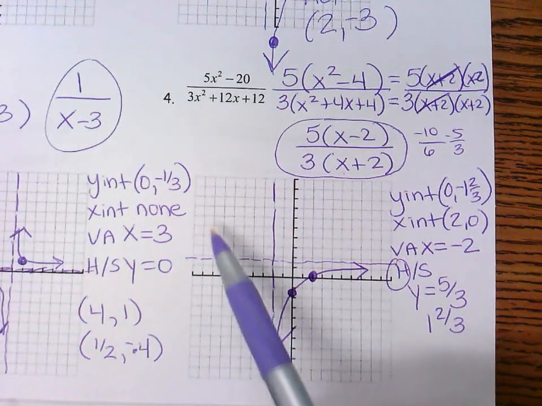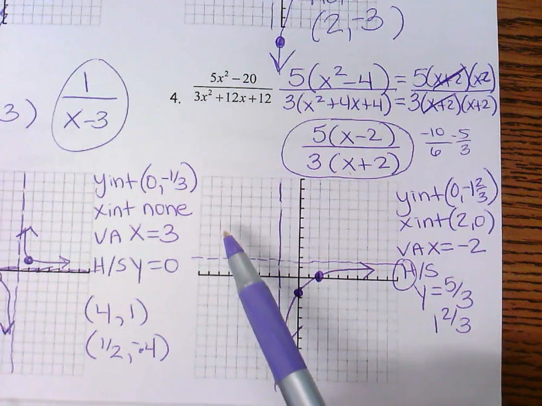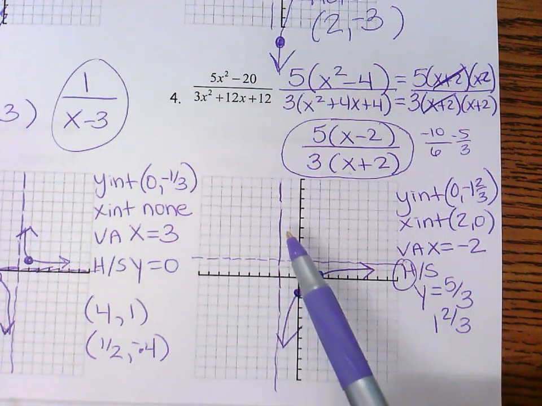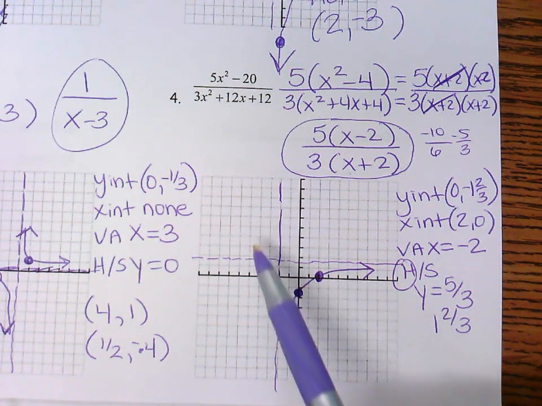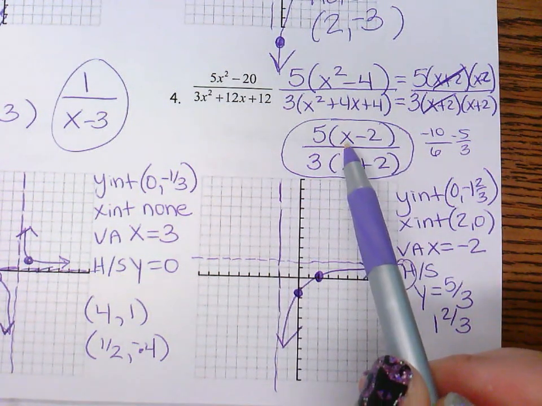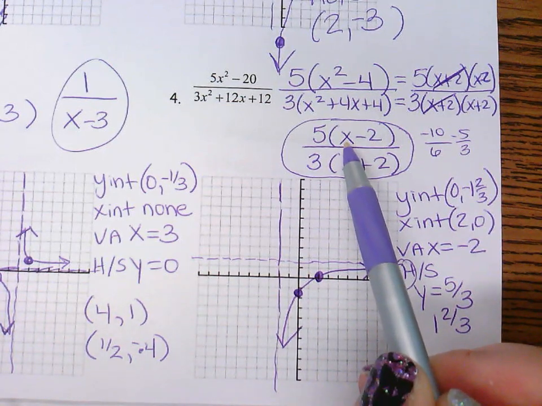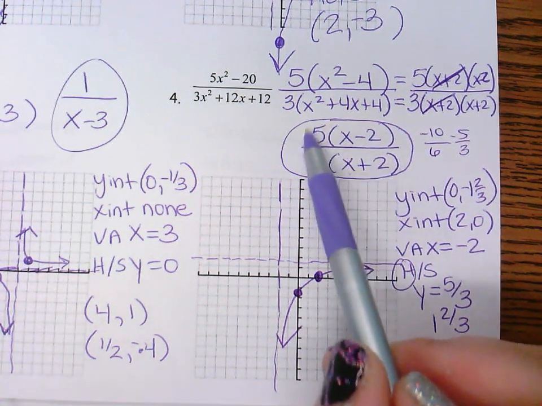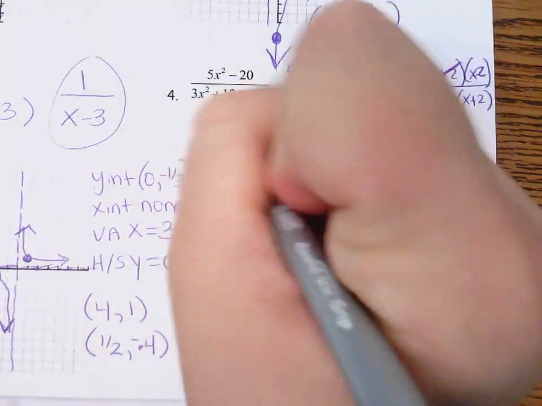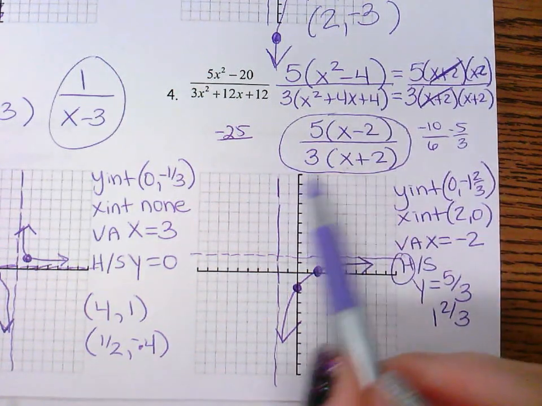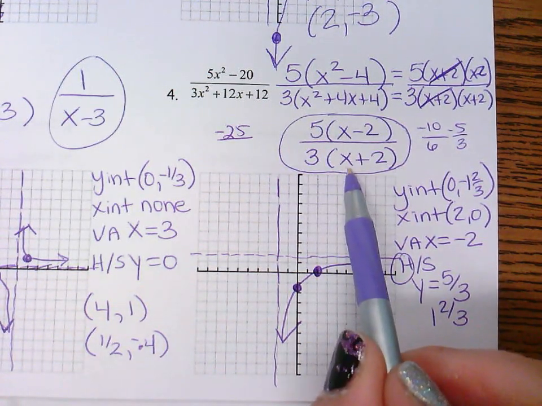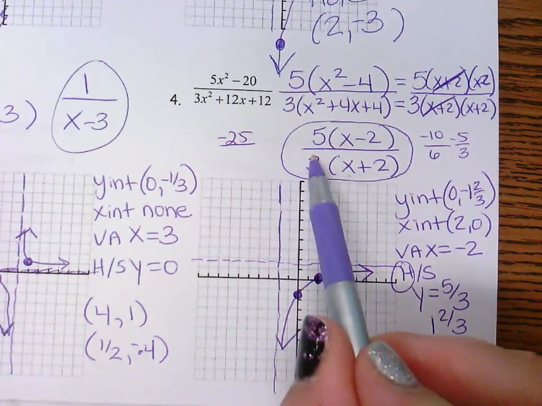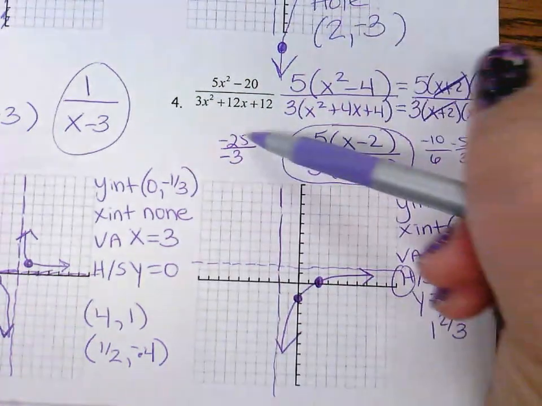What would be a good value to plug in to figure that out? If this is at -2, probably want to plug in like -3 for x. So if I plug in -3, let's see, -3 minus 2 is -5 times 5 would give me -25 up top. If I plug in -3 down here, I get what? -1 times 3 is -3. So this is going to give me a positive number, right?